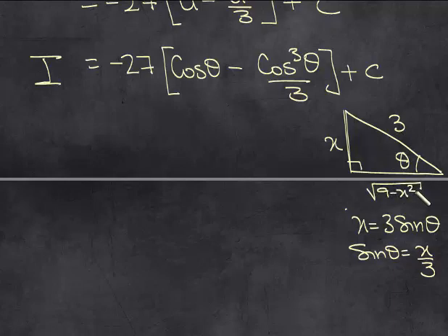So I get negative 27. What is cosine theta going to be? Adjacent over hypotenuse, so it will be the square root of 9 minus x squared over 3, minus cosine cubed theta, which would be again adjacent over the hypotenuse, so it will be the square root of 9 minus x squared, cubed, divided by 81, plus c.